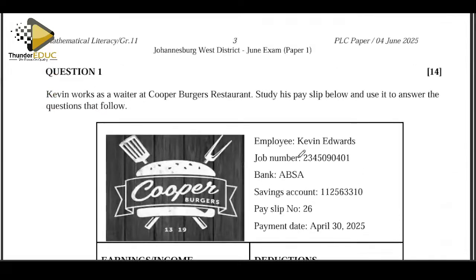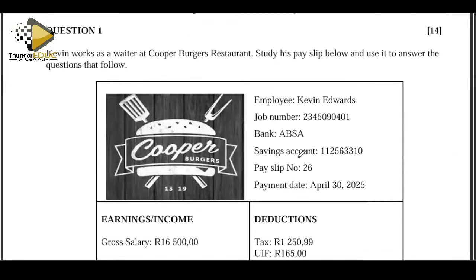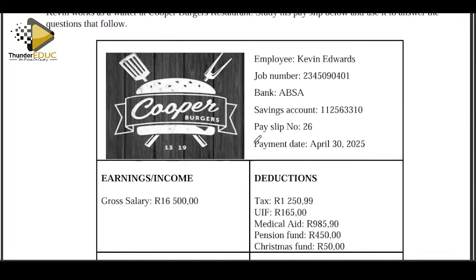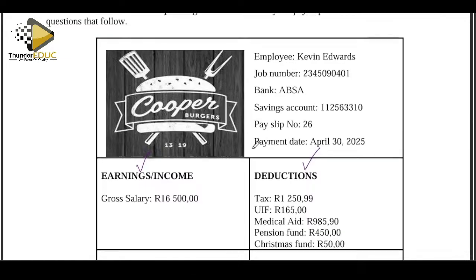Okay. Please read through the instructions before you start writing. Question number 1. It states that Kevin works as a waiter at Cooper Burger's restaurant. Study his payslip below and use it to answer the questions that follow. Our payslip should have earnings, and we can see we have our earnings here. It should have deductions. Wonderful, we have deductions. Okay, let's look at the first question.